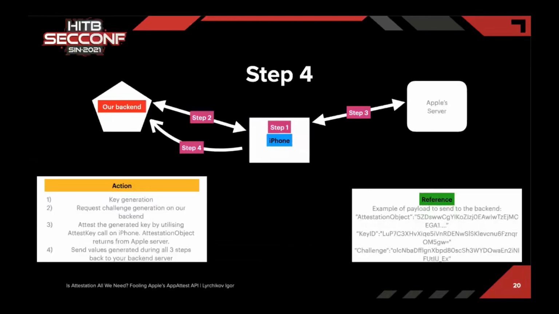Then during step number 4, we send the values generated during all 3 steps to our backend server, where the attestation object is the resulting value from step 3, the key ID is a value generated during step 1, and the challenge is a client data hash value from our backend server generated during step 2.